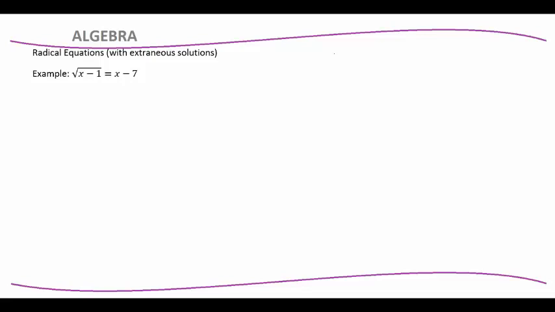So let's see, we'll work an example. We're going to find the real solutions of the equation square root of x minus 1 equals x minus 7. First, we're going to start off by getting rid of the square root. We're going to do that by squaring both sides of the equal sign. And we're going to get x minus 1, the square root will go away, equals x minus 7, and since it's squared, it's times by itself.